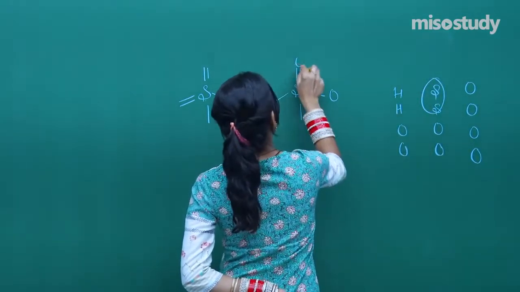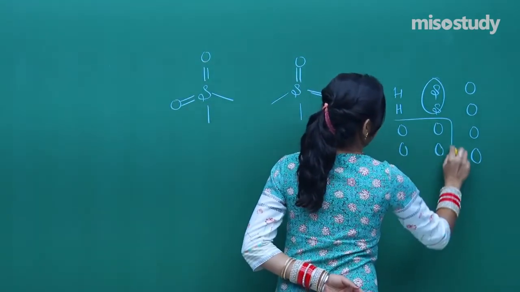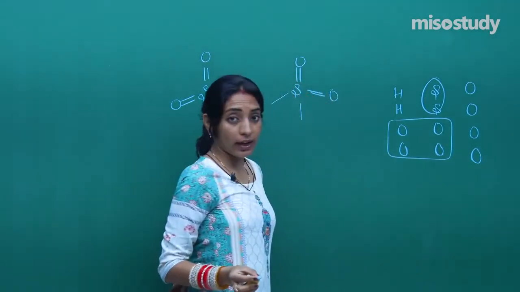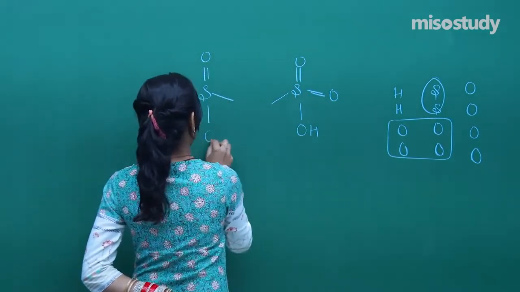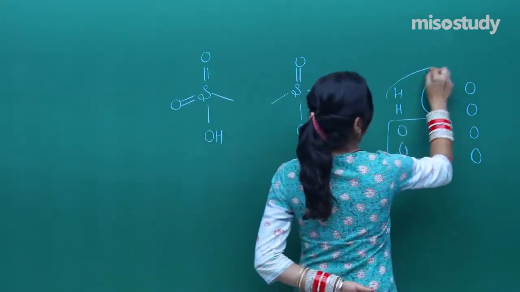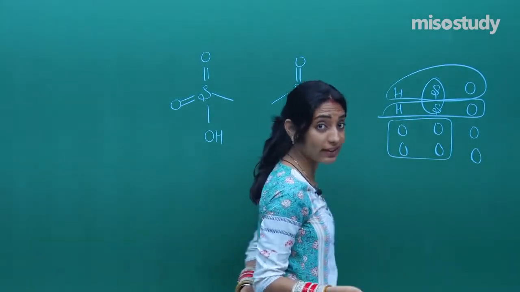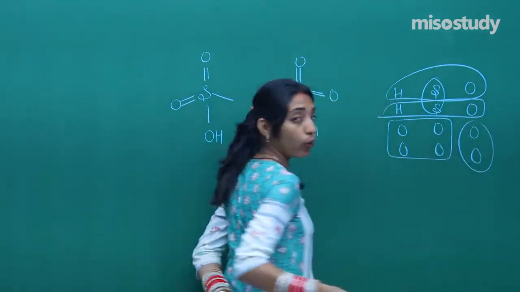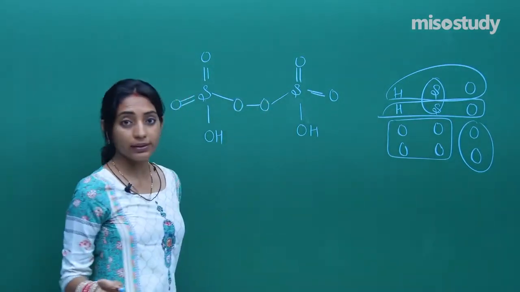Let's put 4 oxygens at each double bond. 4 oxygens are also done. Now I can put OH. So one OH is done, another OH is done. Now since the oxidation state was greater than maximum, there will be one O-O bond, and when there is one O-O bond, I can put it like this.